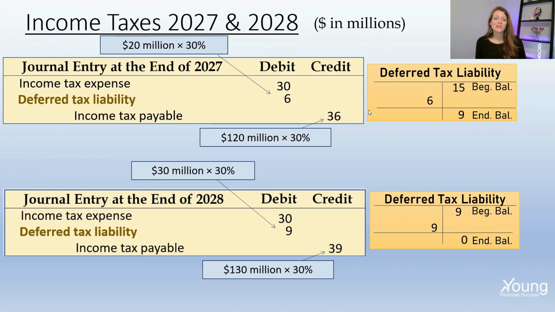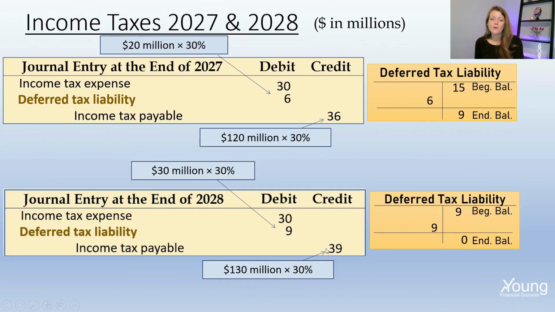Then going into 2028, we now have the deferred tax liability of 9 million, and since they're collecting the other 30 million, we take 30 million times 30%, and there's our 9 million. So now let's get that out of there because it's not a liability anymore. They are now going to be paying it. So we take it out of deferred tax liability, and we're done with that liability account for this installment.